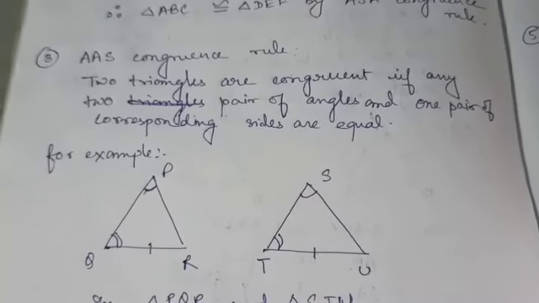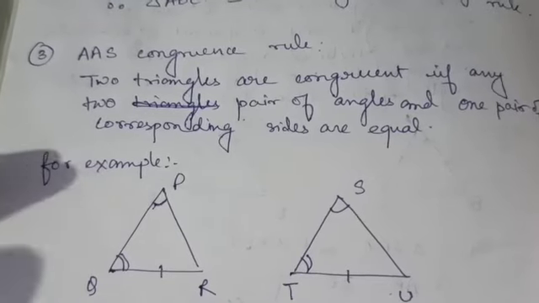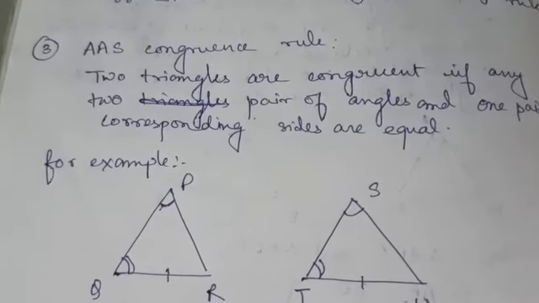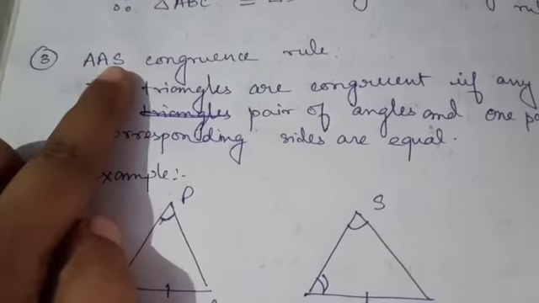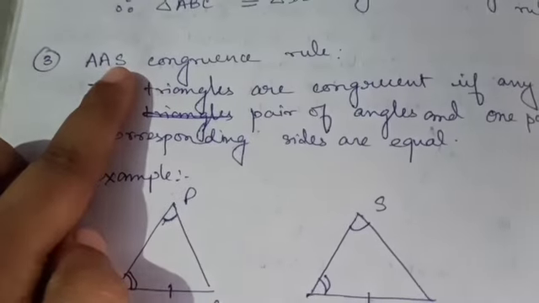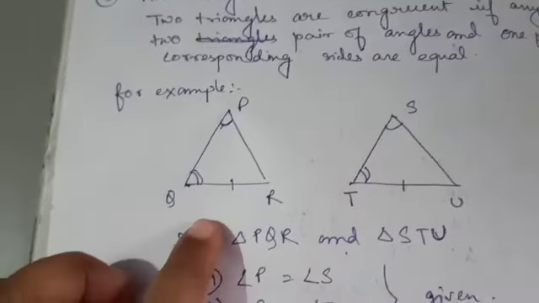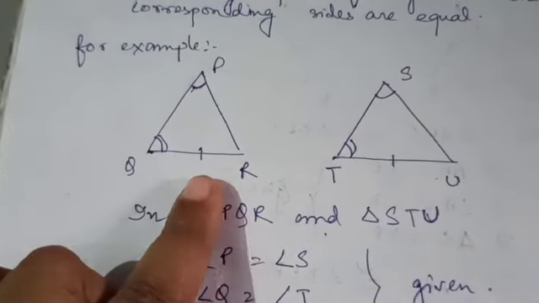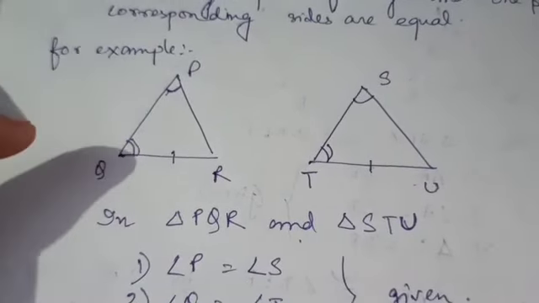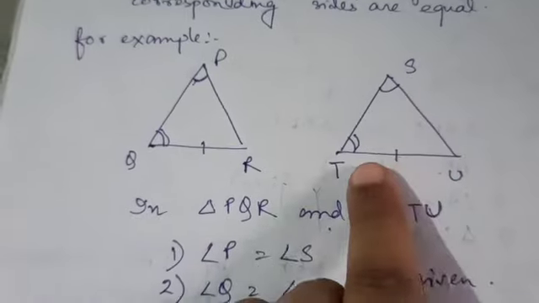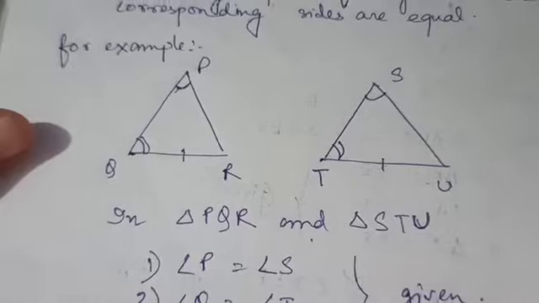Now the second and the third triangle, this congruency rule follows from the first. When two angles and one side are equal, but provided the side is not the included side. Since it is not the included side, we will write angle angle side. Here from the diagram you can see that the side is not included. QR and TU is not the included side of angle P and angle Q, and angle S and angle T respectively. So we can say that this follows angle angle side.